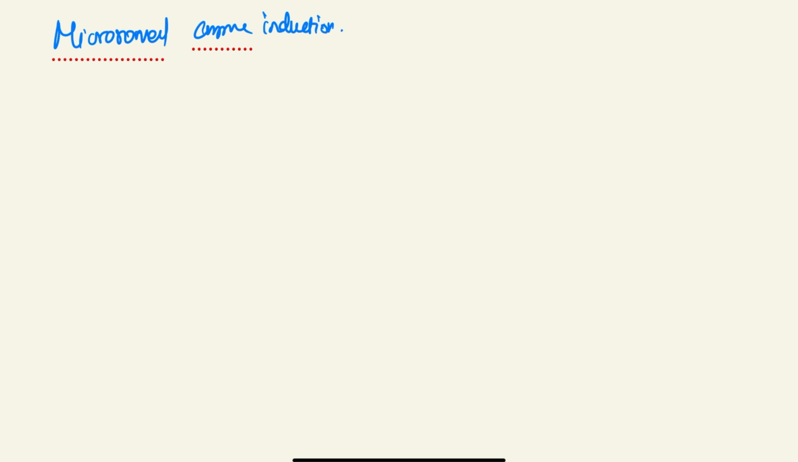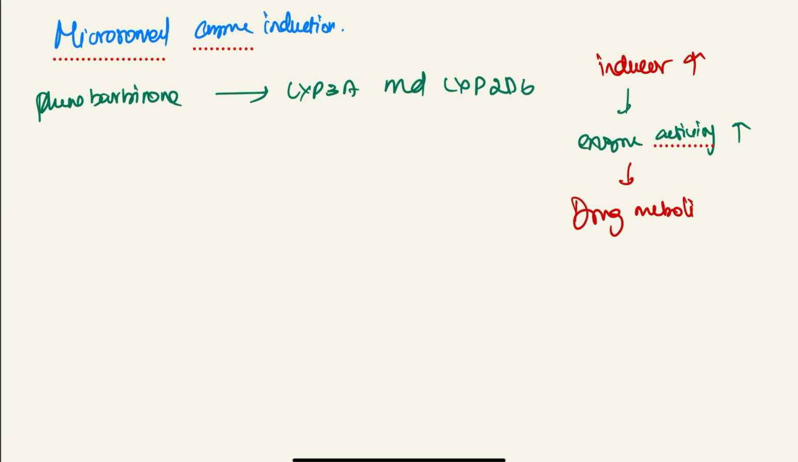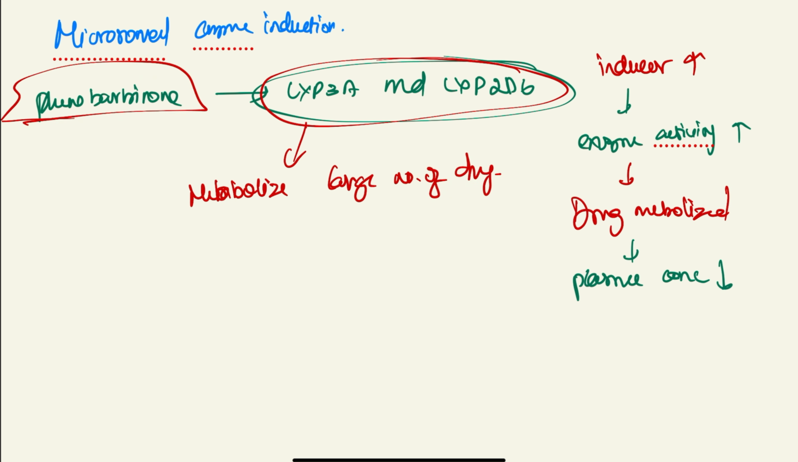Next comes microsomal enzyme induction. For example, some drugs like phenobarbital will act as inducers of certain enzymes, namely CYP3A and CYP2D6. What are these two enzymes? These two enzymes are responsible for metabolizing most of the drugs in our body. So if we induce these enzymes, metabolization will happen very fast in our body. That is, the metabolic rate will increase in our body by inducing these enzymes.